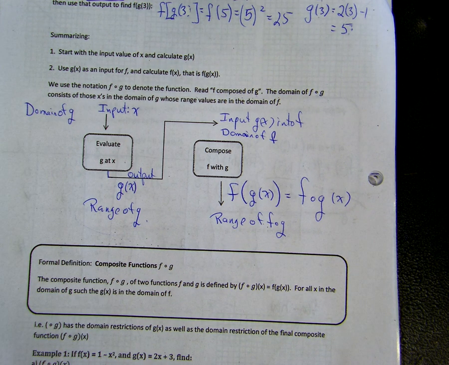Okay, so the laundry works like this. You've got a washing machine and you've got a dryer. What goes into the washer, the domain of the washer, is dirty clothes. What comes out of the washer, the range of the washer, is clean, wet clothes. What goes into the dryer is wet, clean clothes. That is, the range of the washer became the domain of the dryer. What comes out of the dryer is clean, dry clothes. F composed of G, the washer composed of the dryer.